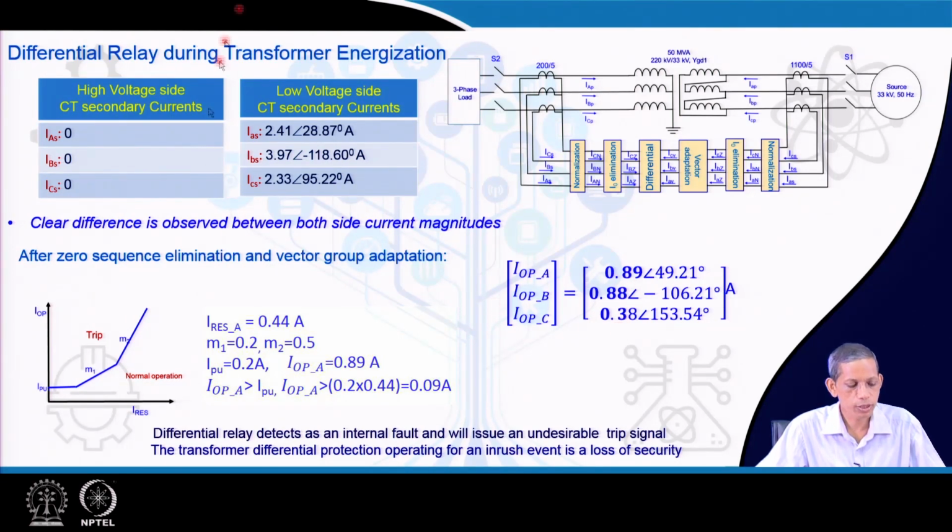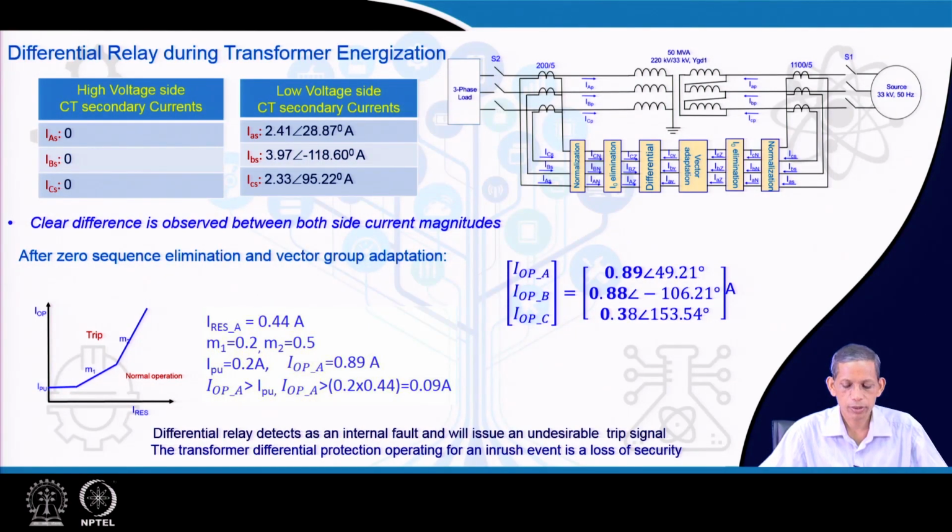If you see the corresponding percentage biased characteristic which we have already enumerated in the earlier lecture, the restraining current in phase A becomes 0.44, M1 let us say 0.2 and M2 equals 0.5, and the pickup current IP becomes 0.2, what we have considered earlier also.